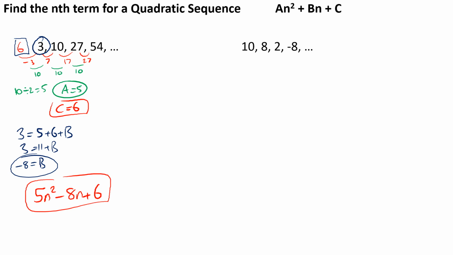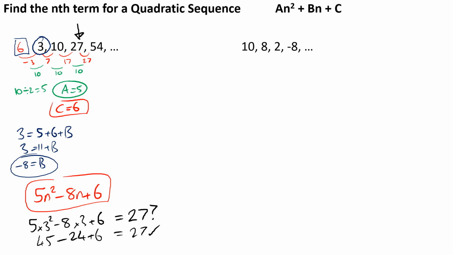Now you might be thinking, how do I check these are right? One way you can do it is substitute in some values and see if they work. Say I was looking at the third term in this sequence, which is 27, and I wanted to check that was right. I could do 5 times 3 squared minus 8 times 3 plus 6 and see, does that give me 27? That would give me 45 minus 24 plus 6, that's 21 plus 6, so yeah, that is equal to 27. So remember, you can always check if you're not sure, which I was a little.